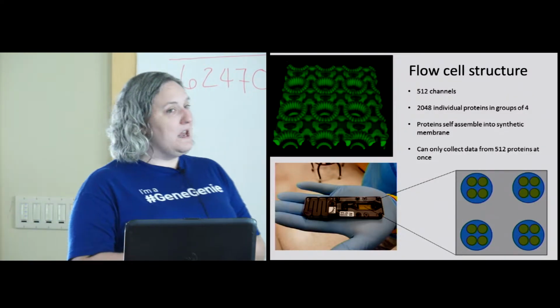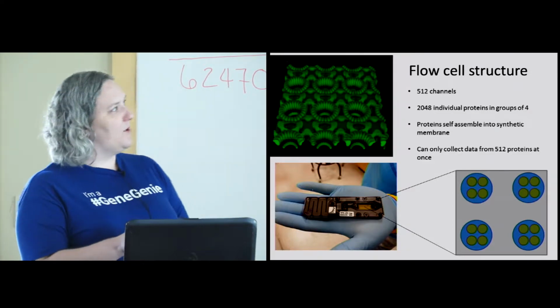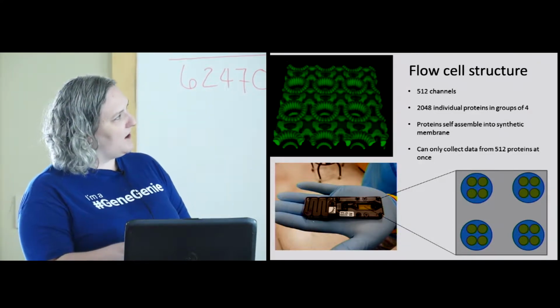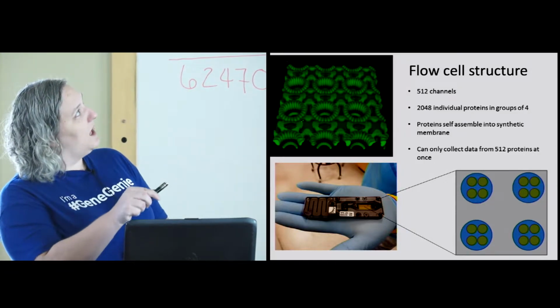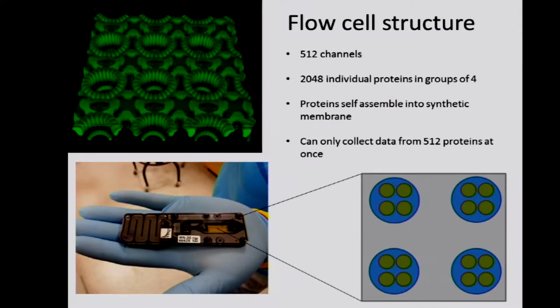All right, so within that MinION device, we have a flow cell. That's me holding a flow cell. It's very, very small. It fits in the palm of your hand. Within that flow cell is a synthetic membrane here. So it's not a phospholipid bilayer. It's something different. They won't say exactly what it is, but they're very clear it's not a lipid bilayer. Okay, that's fine. Within that, there are 512 channels. This is the current Mark I structure. Within those 512 channels, there are 2,048 individual proteins in groups of 4, okay? So 4 in each channel.